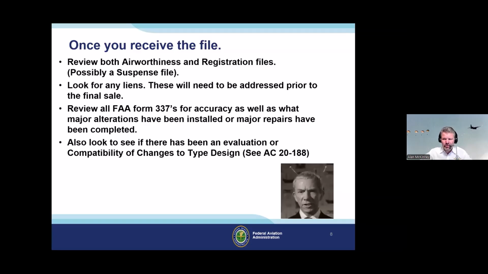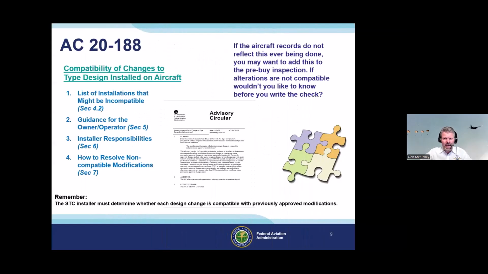That advisory circular gives you a path. So you'll see there, that's a copy of the certificate. You'll see the blue numbered items there. They have some little hints on how to resolve non-compatible mods. So there is a path to do that. This, again, is relatively new. When I say new, 2016.